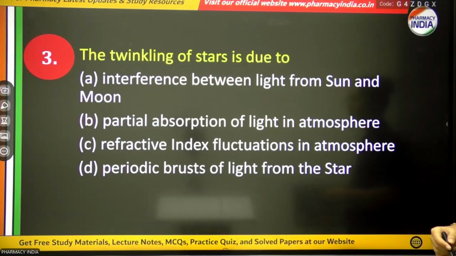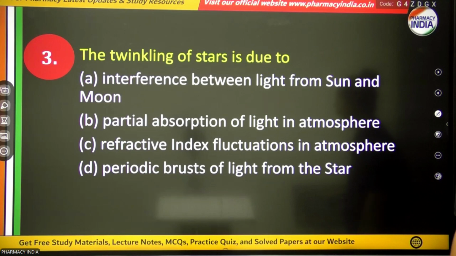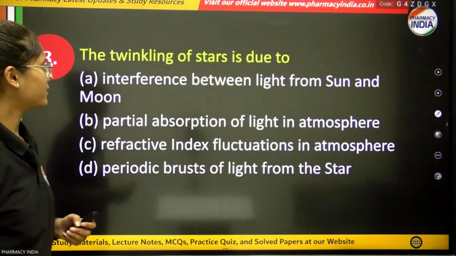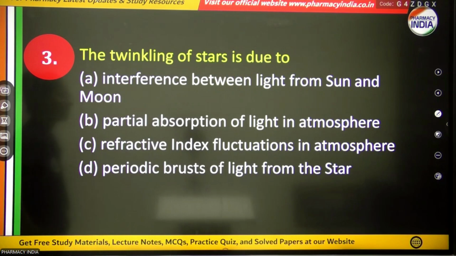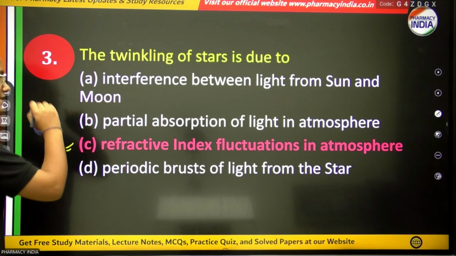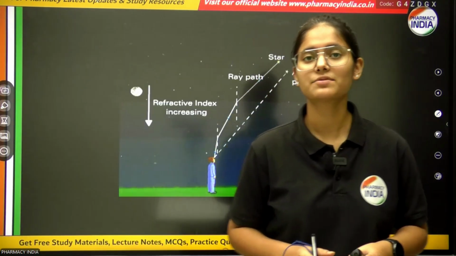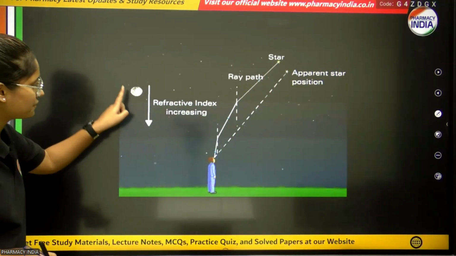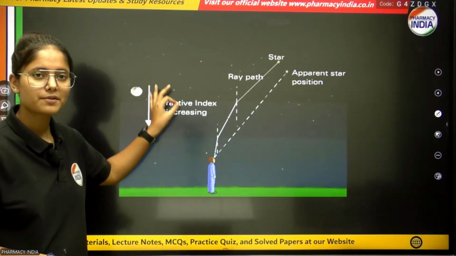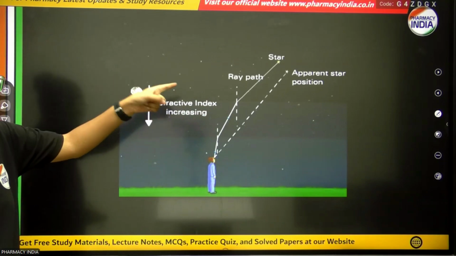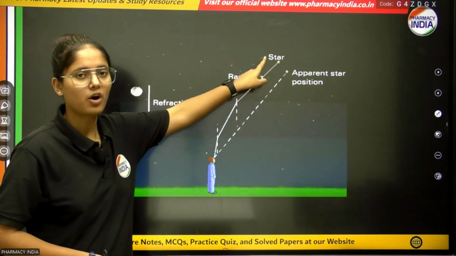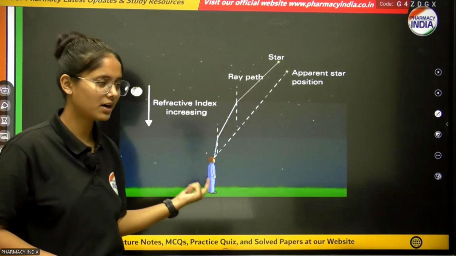Next question. The twinkling of stars is due to interference between light from the sun and moon, partial absorption of light in the atmosphere, refractive index fluctuation in the atmosphere, or periodic burst of light from the star. Basically, the twinkling of stars is due to refractive index fluctuations in the atmosphere. As we move down in the atmosphere, the refractive index increases, so the apparent star position and ray path of the star look different.